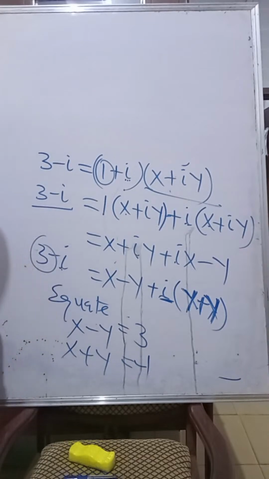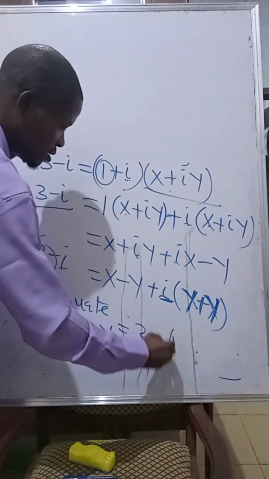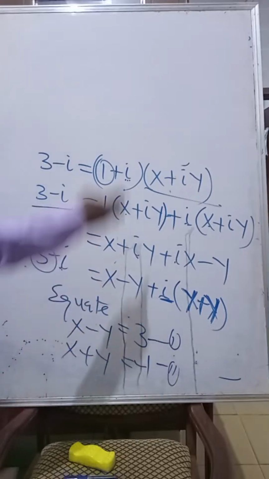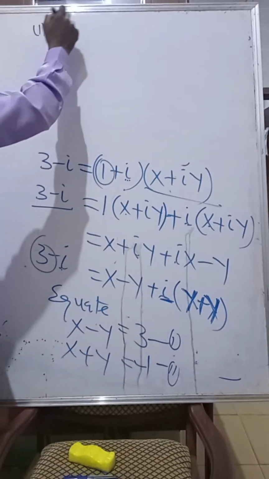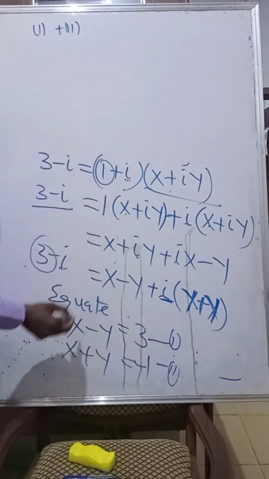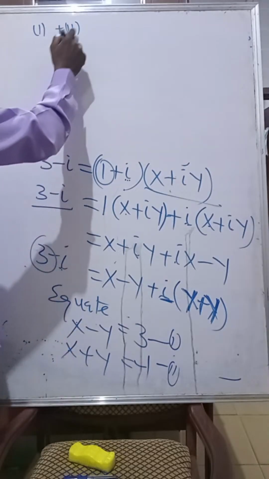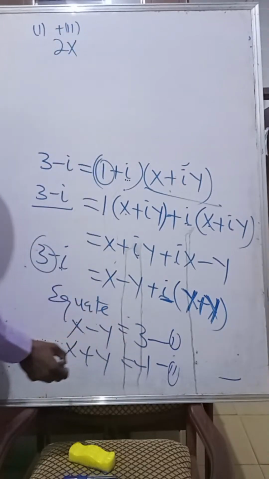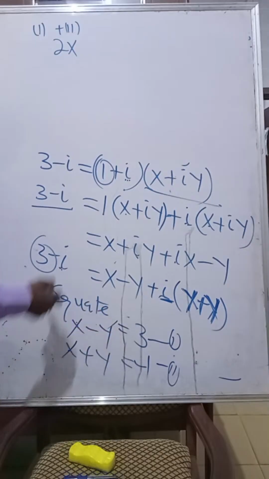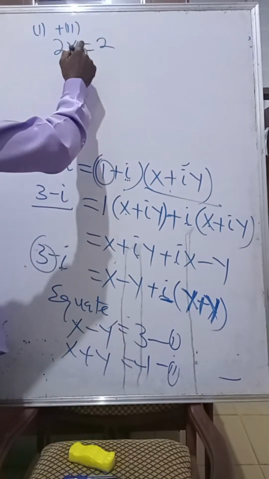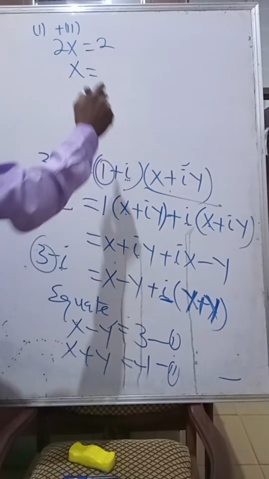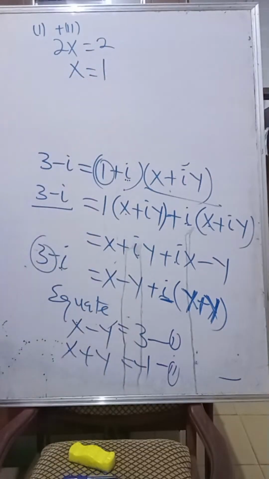So call this one equation 1, call this one equation 2. So add equation 1 plus 2. Equation 1 plus 2, that will be 2x. If you add them together, y will cancel. Equal to what? Equal to 2. So x is equal to what? x is equal to 1.